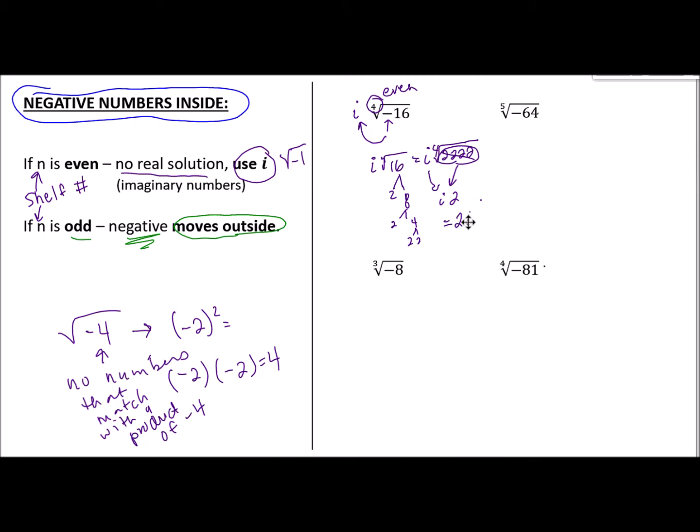Okay, let's try another one. So the fifth root of negative 64, let's see, it's odd. So this becomes negative fifth root of 64. So all that negative does when it's odd is move to the outside. And then you can break it down like normal. It's a lot of 2's.